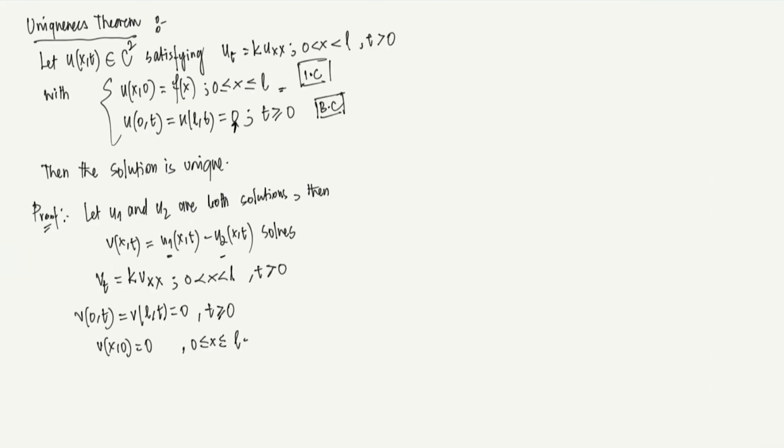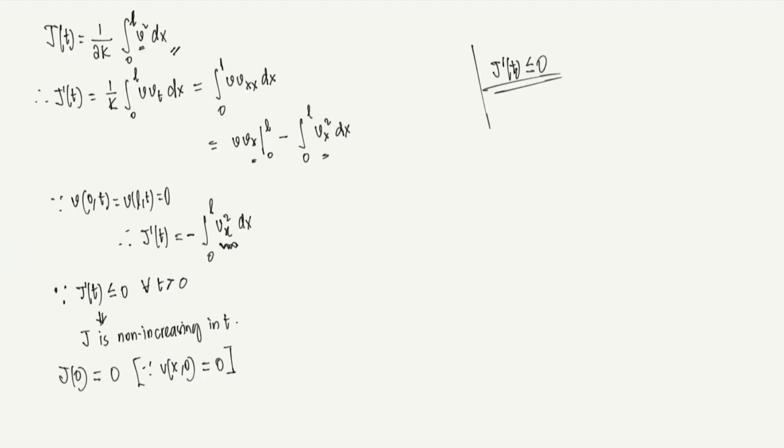You remember? See, v of (x,0) is 0 for all x between 0 and L. And that is why, since v of (x,0) is 0, what is J of 0? J of 0 equals the integral of 1 by 2k from 0 to L of v of (x,0) square dx. So v of (x,0) is 0, so essentially J of 0 becomes 0. I hope the calculation is fine here.